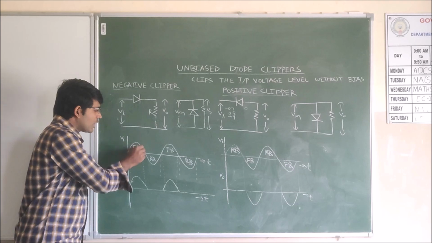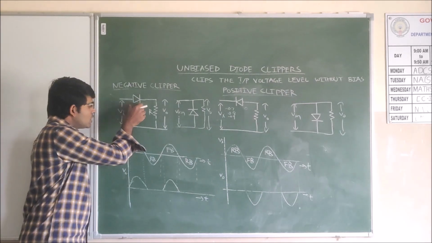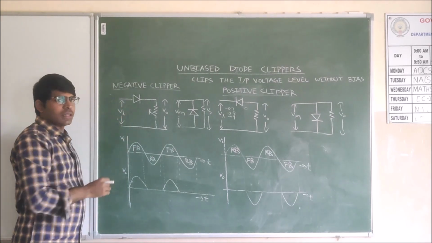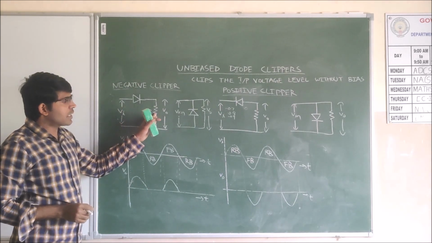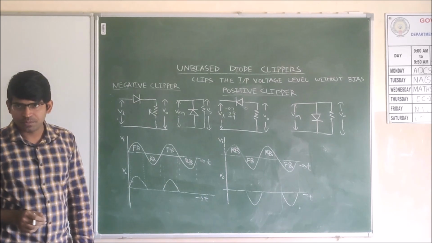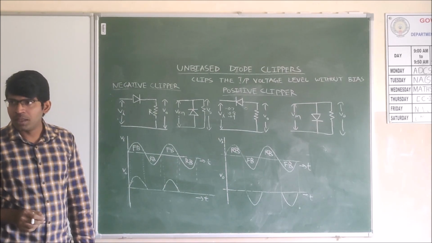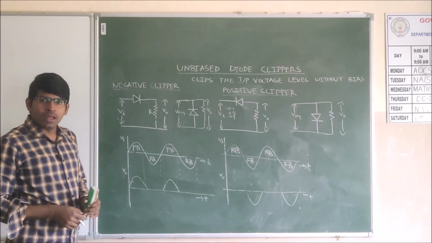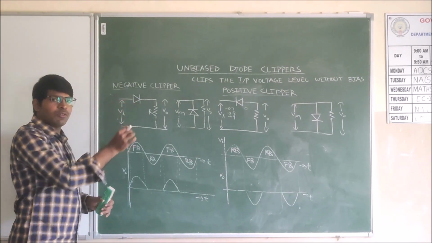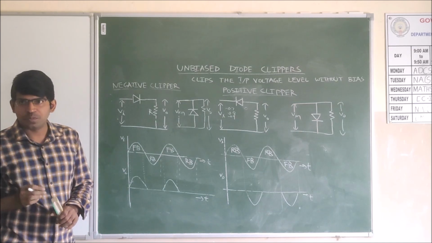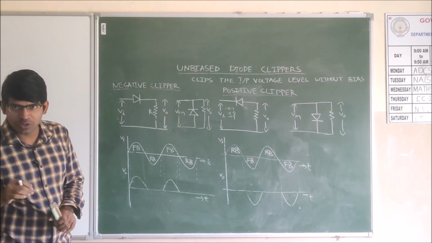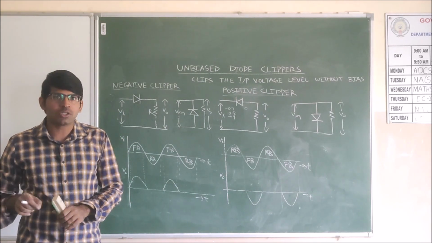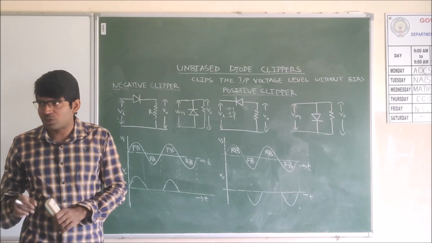During the positive half cycle, the diode is forward biased, and whatever supply we are giving appears across the resistor. This is theoretically, when the diode is ideal. But in reality, the diode has a 0.7 volt forward voltage drop, if it is a silicon diode, which we use in the laboratories. If it is a germanium diode, the voltage drop will be 0.3 volts.